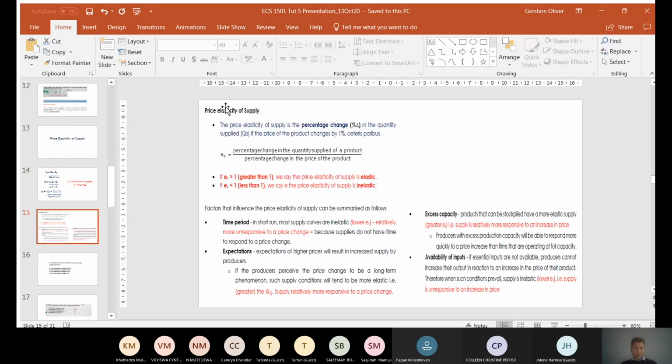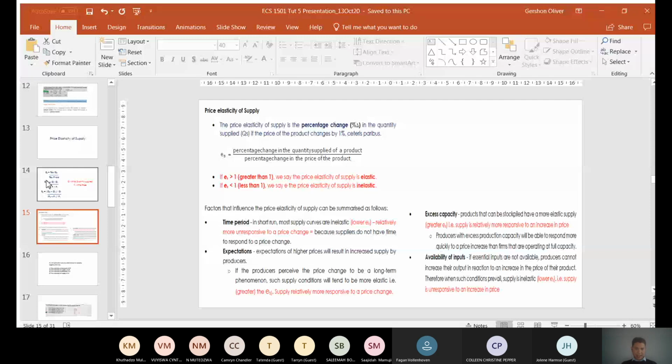Price elasticity of supply. The price elasticity of supply is the percentage change in the quantity supplied if the price of the product changes by 1%, everything else being equal. I'll read it again to you. The price elasticity of supply is the percentage change in the quantity supplied if the price of the product changes by 1%, everything else being equal.